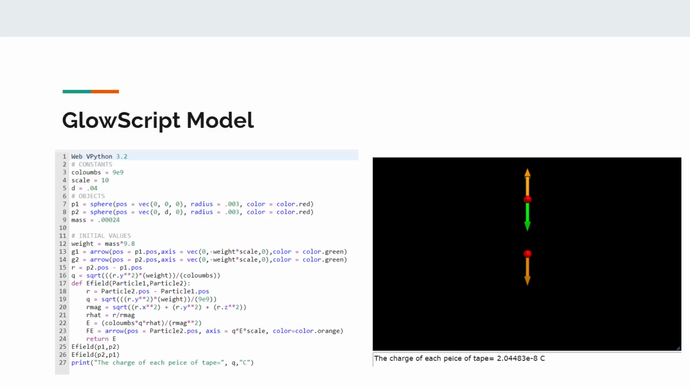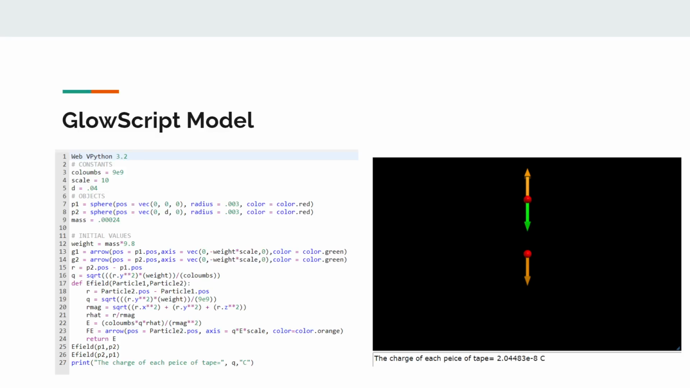Then we get our charge by taking the square root of the weight times the radius squared over k, which is derived from equating the gravity and the electric field forces. We define a new function called E-field to find the electric field of two particles, and then we use that to create an arrow showing the force due to that electric field on one of the particles.